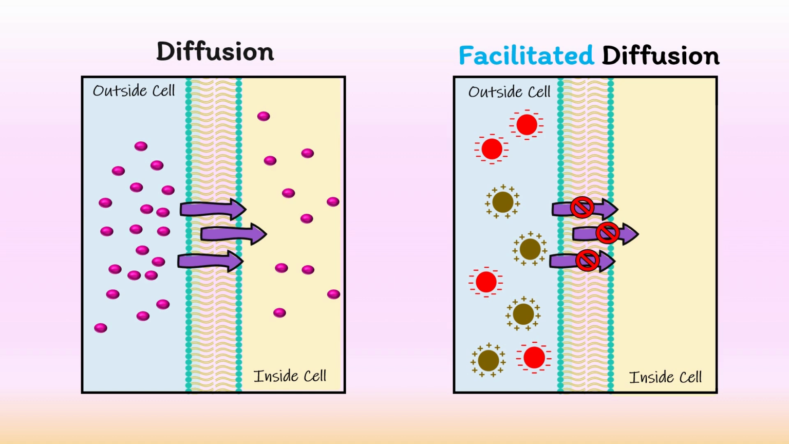Gradients involving ions have 2 components: electrical and chemical. Electrical gradient is due to difference in the amount of different types of ions across the membrane, and chemical gradient is due to difference in concentration of ions across the membrane.